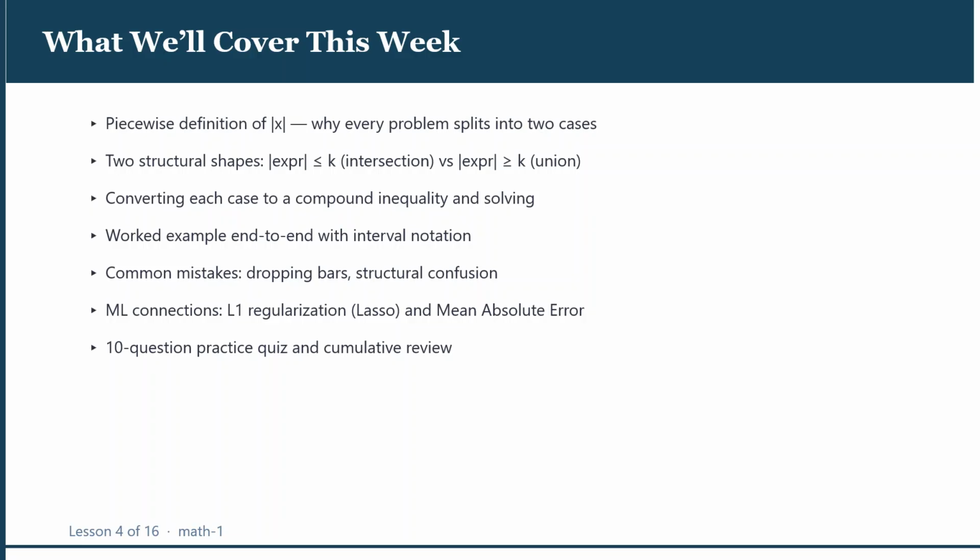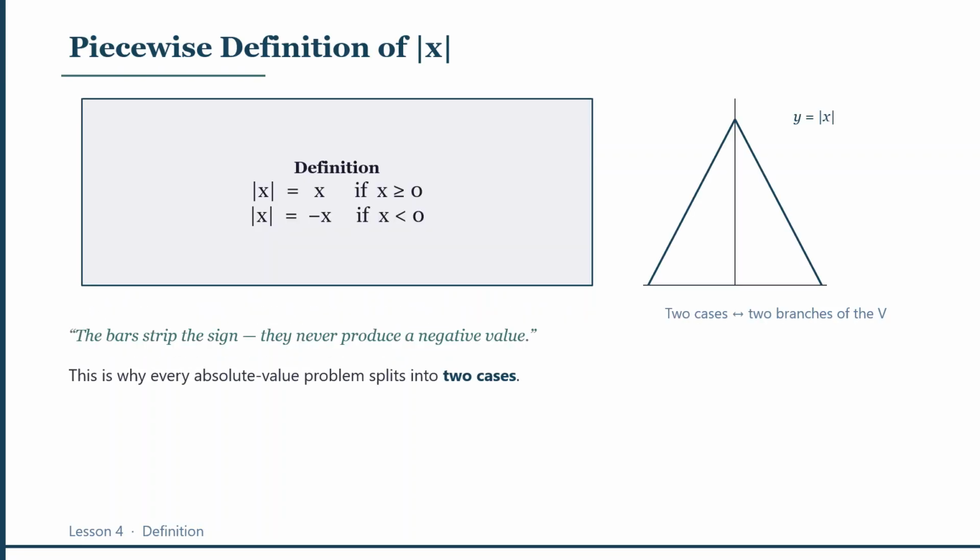Here is the plan. State the piecewise definition, name the two shapes, walk each case, work an example, list the common mistakes, then connect to L1 and MAE in machine learning. Quiz, recap, preview. For any real number x, the absolute value is defined piecewise.